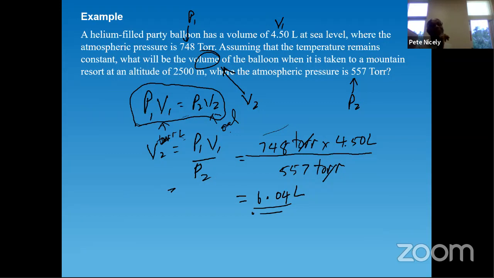So that's something that you have to be aware of when it comes to the units. It doesn't matter what the units are, as long as they're the same for each measurement on both sides, all right? Okay, any questions about this example? Any questions? Don't believe so.